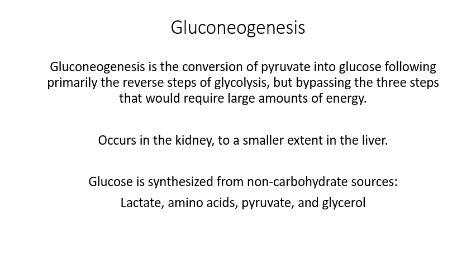And this process usually takes place in the kidneys, to a smaller extent in the liver, and it has been detected also in the brain and in other areas of the body in emergencies. It is the conversion of pyruvate into glucose following the reverse steps of glycolysis, but bypassing the 3 most exergonic steps of glycolysis, because those would be very endergonic steps in gluconeogenesis, which would mean it would take a lot of energy to do those steps, which is not available.